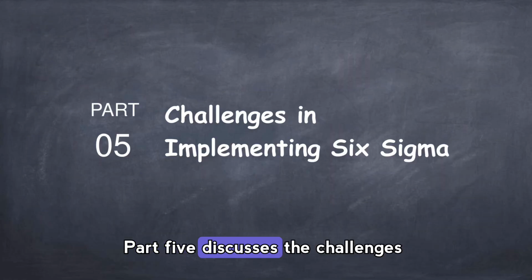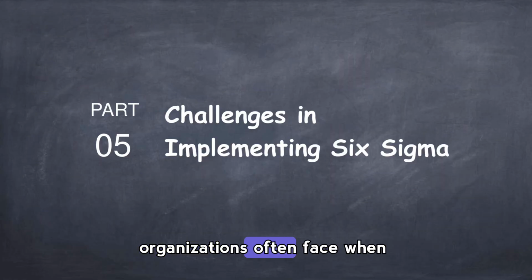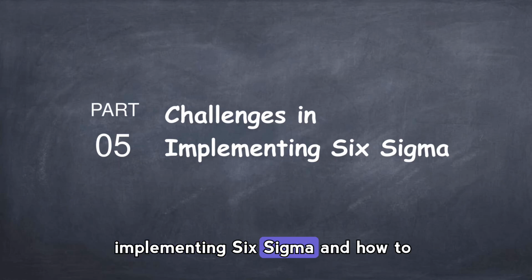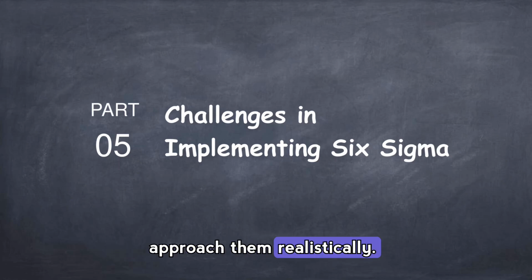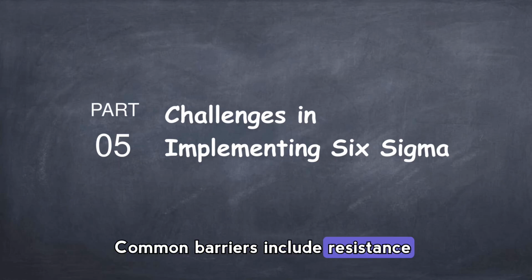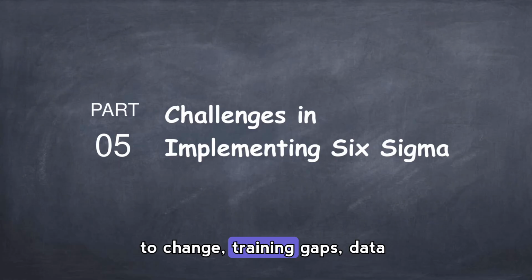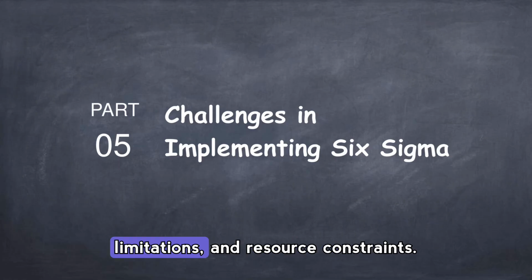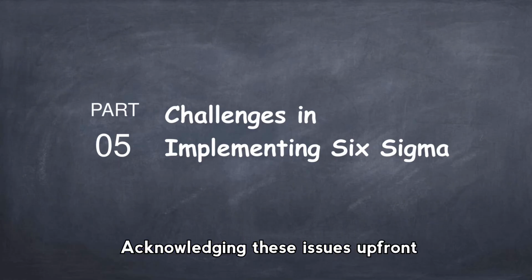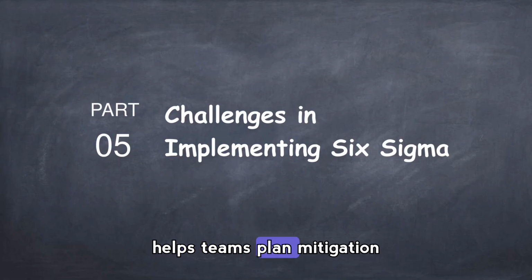Part 5 discusses the challenges organizations often face when implementing Six Sigma and how to approach them realistically. Common barriers include resistance to change, training gaps, data limitations, and resource constraints. Acknowledging these issues up front helps teams plan mitigation strategies rather than being surprised during execution.